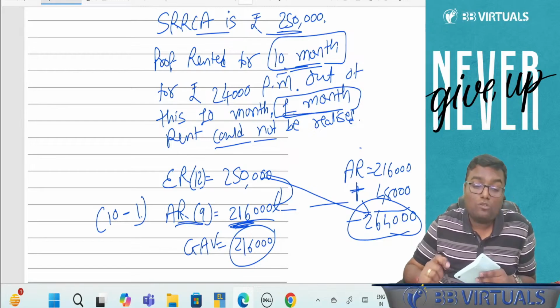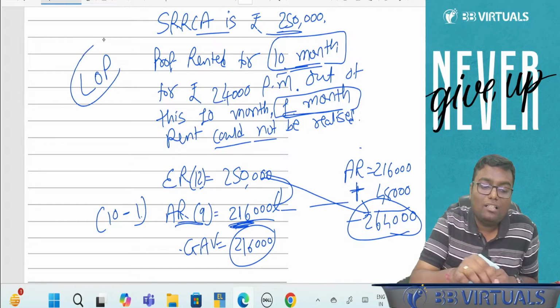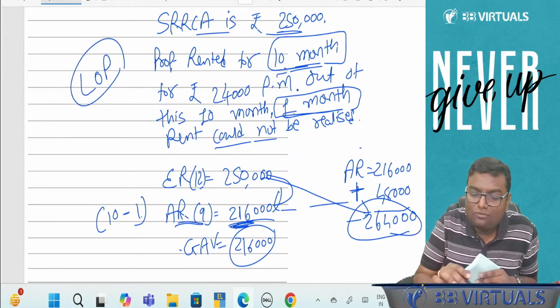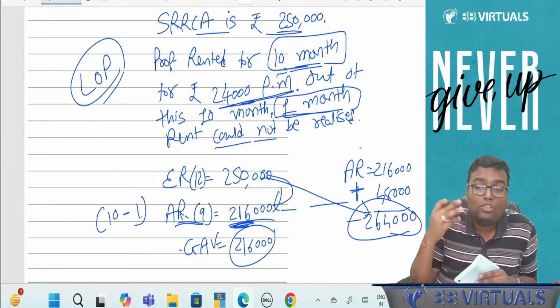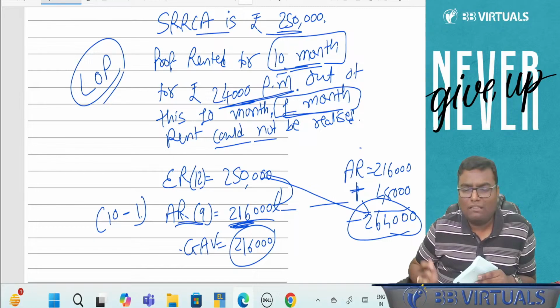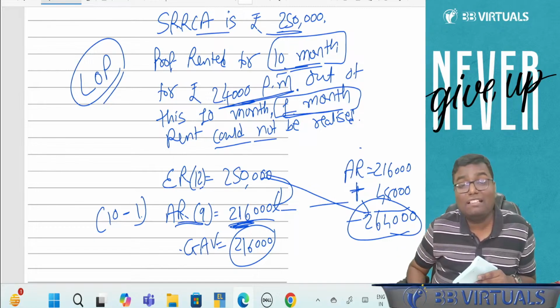No. It was only for let out property, because everywhere the actual rent word was there. The property was actually given on rent. But can I say for the property which is self-occupied, there is no actual rent? The property which is deemed let out.